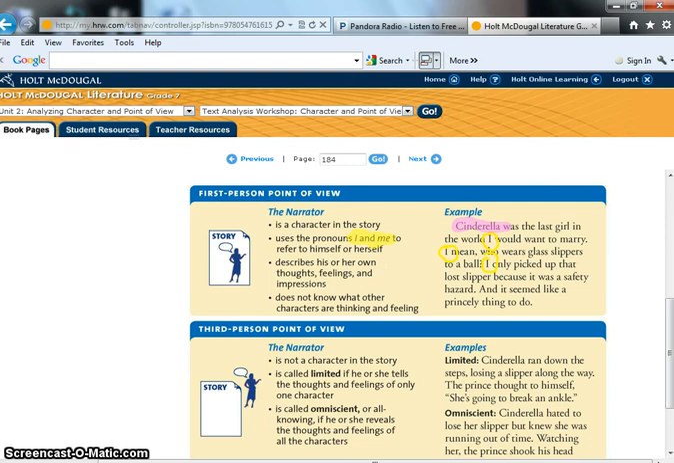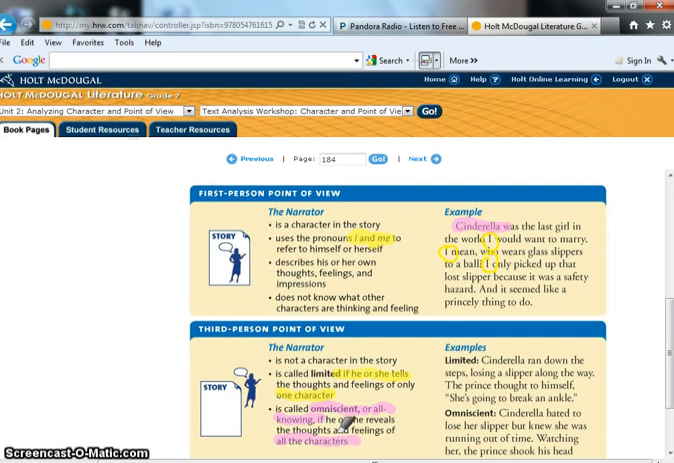With third-person point of view, the narrator is not a character in the story. The narrator is called limited if he or she tells the thoughts and feelings of only one character, but is called omniscient, or all-knowing, if he or she reveals the thoughts and feelings of all of the characters. So I'm going to highlight those important words. If it's third person, it can be limited, if he or she tells the thoughts and feelings of only one character, or it can be referred to as omniscient. It can be an omniscient third-person narrator, or all-knowing, and that means the narrator knows the thoughts and feelings of all of the characters.